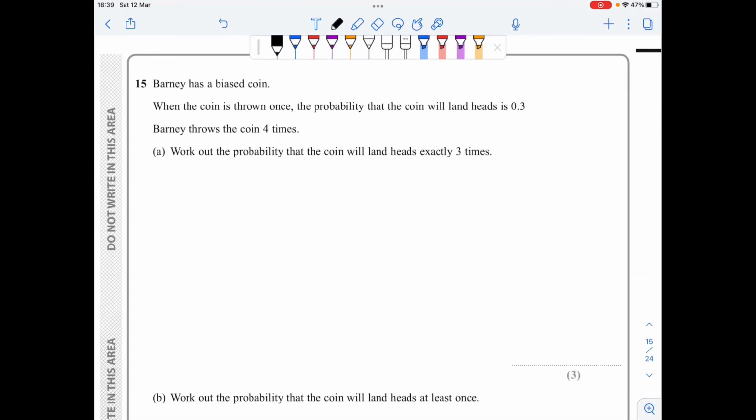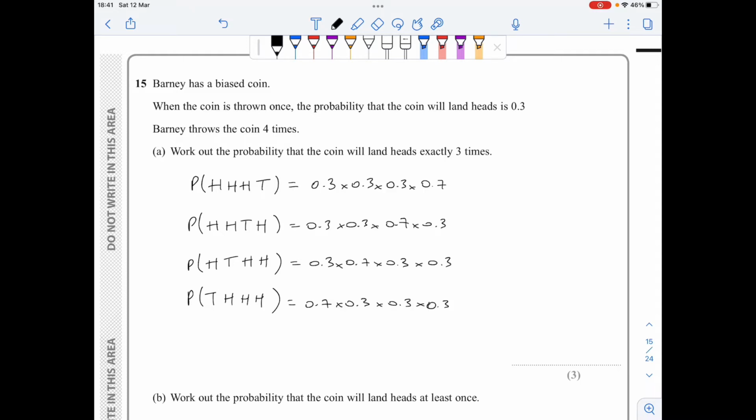For question 15, I'm throwing the coin 4 times. I want the probability that it lands heads 3 times exactly, which means I want 3 heads and 1 tail in any order. So I've got the following possible combinations. For each of these combinations, I need to find the probability, which is equal to 0.3 times 0.3 times 0.3 times 0.7 in any order.